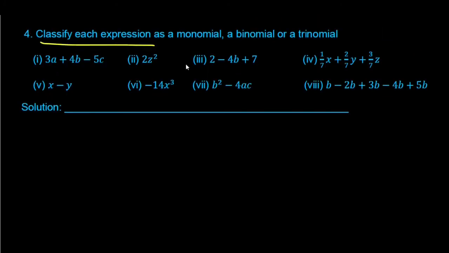Classify each expression as a monomial, a binomial, or a trinomial. This classification is based on the number of terms, particularly unlike terms. Here let us see the first one, 3a plus 4b minus 5c. All these are unlike terms. There are 3 terms, so it is called a trinomial.